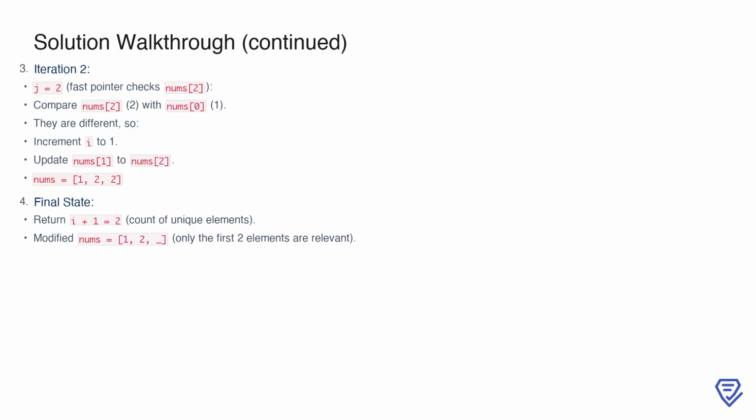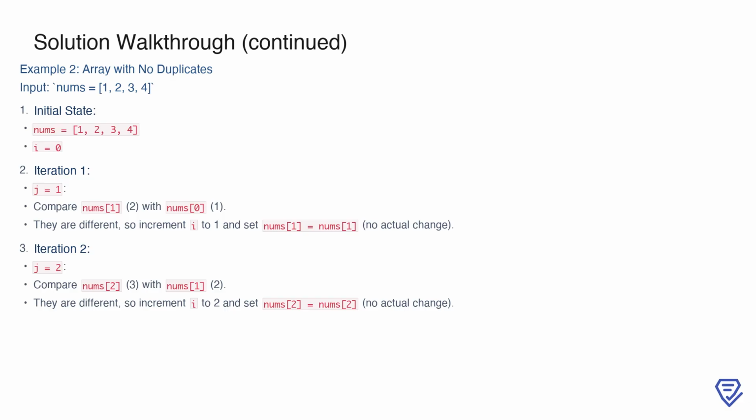At the end of the process, the slow pointer i is at index 1, so the count of unique elements is i plus 1, which equals 2. The modified array [1, 2, _] retains only the first two unique elements, and the rest of the array is disregarded. Now, let's consider a case where there are no duplicates in the input array.